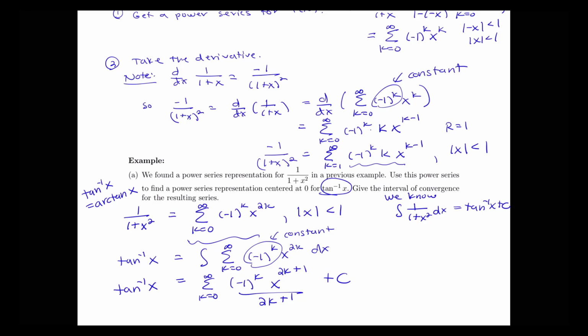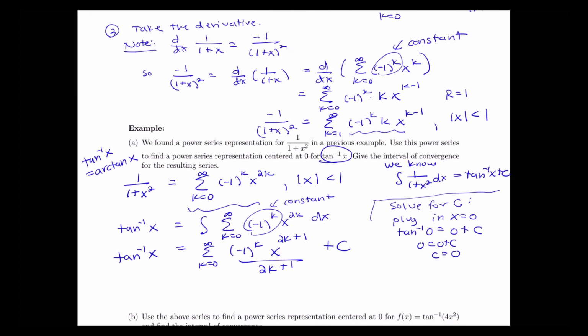So I've got this inverse tangent is equal to this sum plus c. Now this is again true for all x, so we can solve for our c by plugging in one particular value of x. Let's say we'll plug in x equals 0. So I'll have tan inverse of 0 is equal to 0 plus c. I know that tan inverse of 0 is 0. So I end up with c equals 0. Okay, so I've got my tan inverse x equals this sum from k equals 0 to infinity of negative 1 to the k, x to the 2k plus 1, all over 2k plus 1.